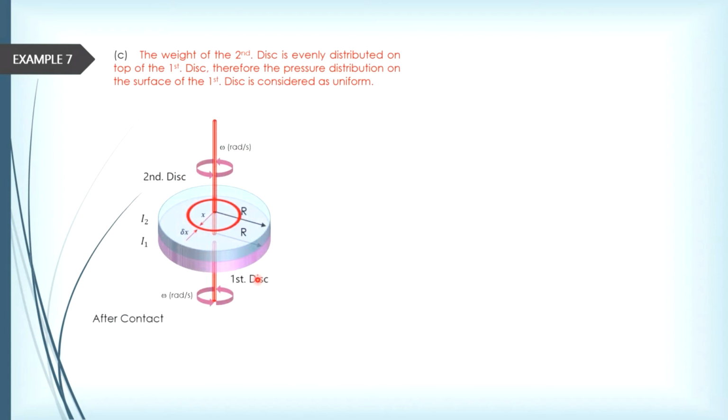So I have this diagram here. So this is after contact. So the width of the upper disk, that means the blue disk, is evenly distributed on the lower disk. Okay, we know that width is equal to mg. So we know that pressure equals force over area. So the surface area of the purple disk is pi r squared.